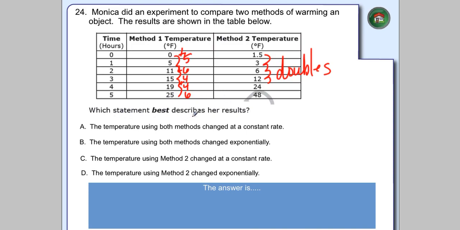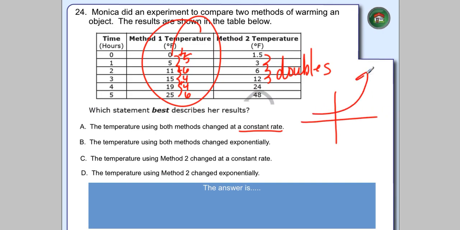The temperature using both methods changed at a constant rate. Constant rate would mean the same thing each time. This is close to a constant rate, but this is definitely not a constant. The temperature using both methods changed exponentially. Exponentially is when something doubles or triples or increases by a certain percentage. So method 2 would be exponential, method 1 would not.